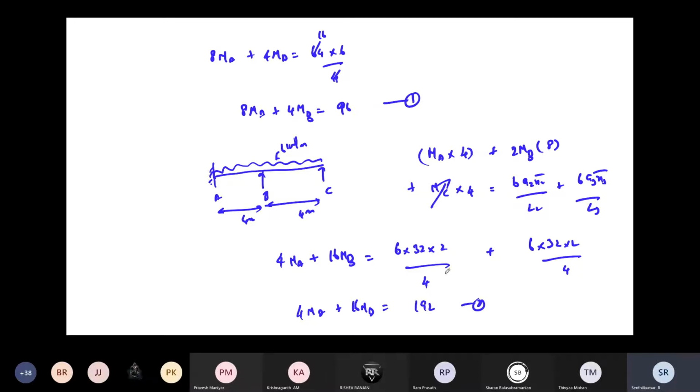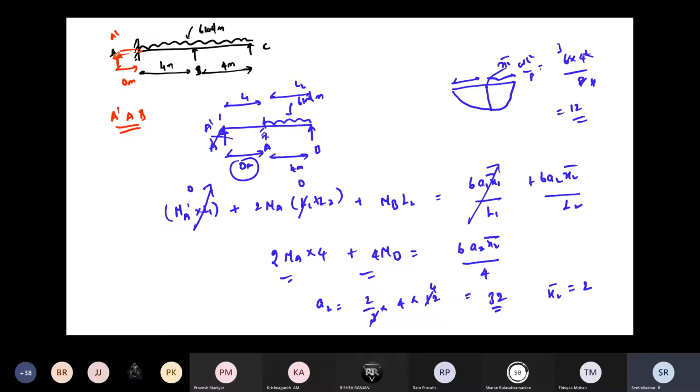So now you have equations 1 and 2. You can find MA and MB. Once you know MA and MB, it becomes a determinate beam. Find the reactions, draw the shear force, and draw the bending moment. That's the only simple procedure. Whenever you have a fixed support, just assume some zero span here.